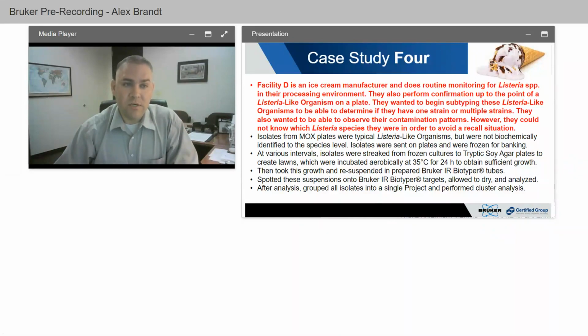Because the product they had produced was made while they had been collecting these isolates, and they didn't want to implicate a new product. So we had isolates from modified Oxford agar, or MOX agar, plates, which were typical Listeria-like organisms, but they had not been biochemically identified to the species level. They sent these isolates on plates, and these were frozen for banking at our facility. At various intervals, isolates were streaked from these frozen cultures to tryptic soy agar plates in order to create lawns, and then we went through the normal process of getting those prepared for the Bruker IR biotyper, as we mentioned in the previous case studies.